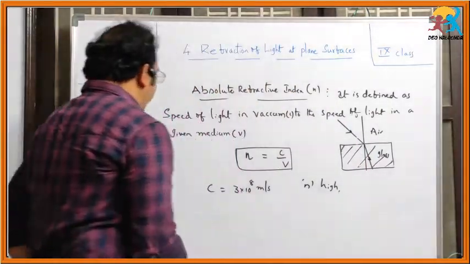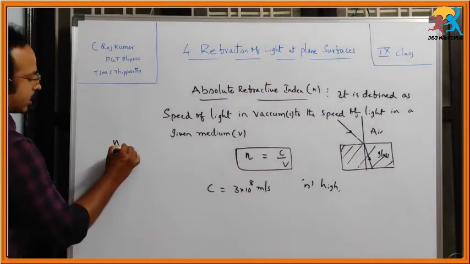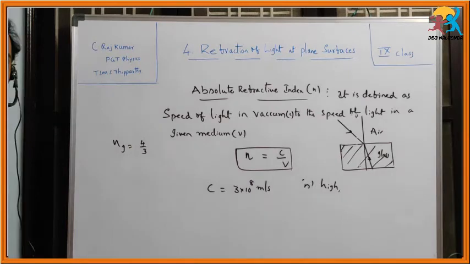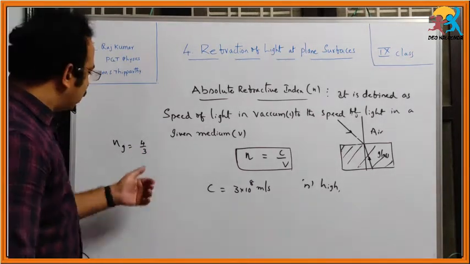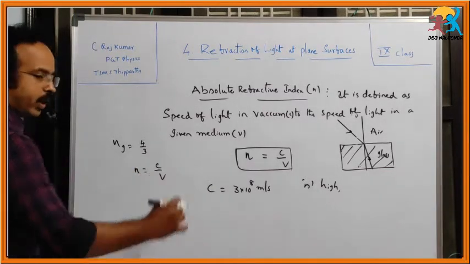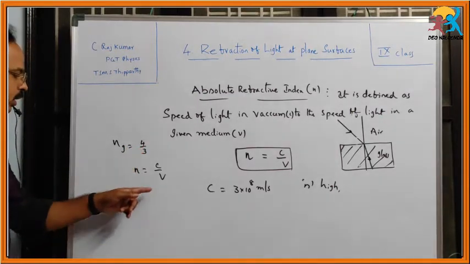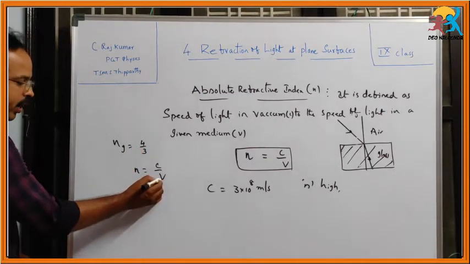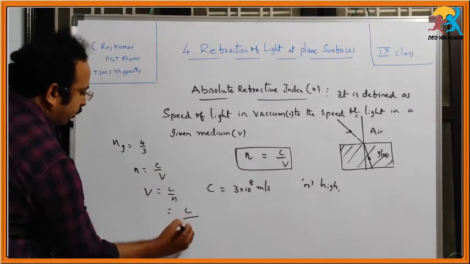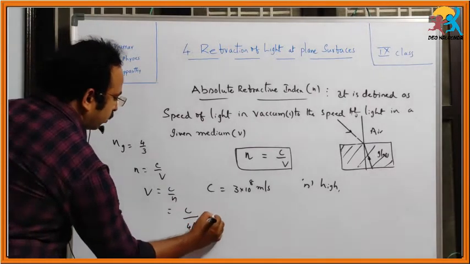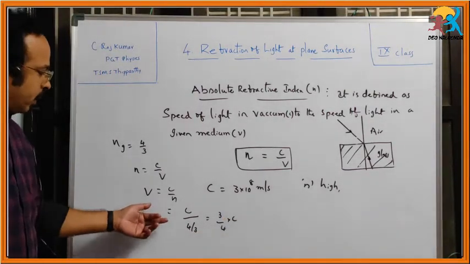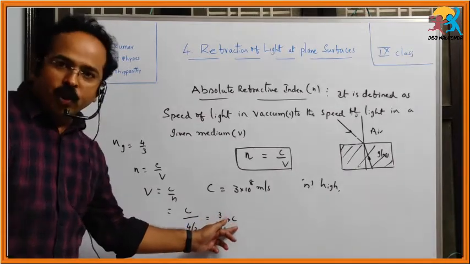For example, I will clarify that the refractive index of glass is 4 by 3. What is the meaning of this? We know the refractive index formula: n is equal to c by v. The refractive index of glass is given as 4 by 3. We want to find the velocity of light in this glass. So v is equal to c by n, which is c divided by 4 by 3, that is equal to 3 by 4 of c. That means the velocity of light in glass is 3 by 4 of the speed of light in vacuum.